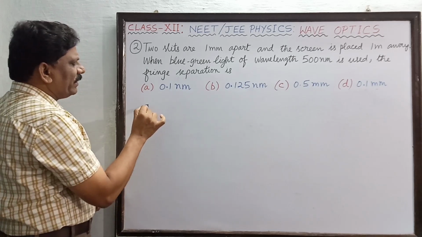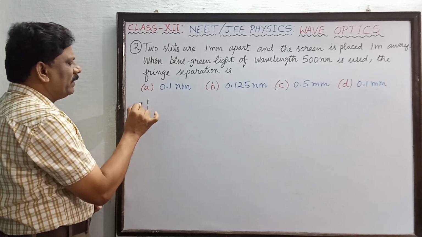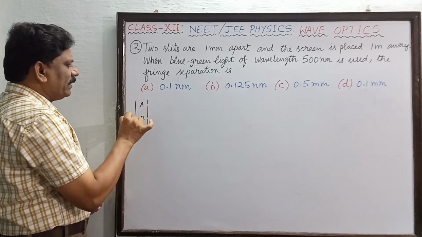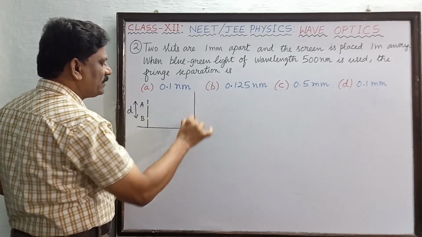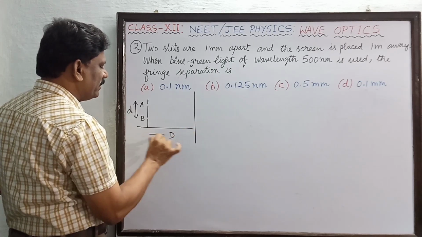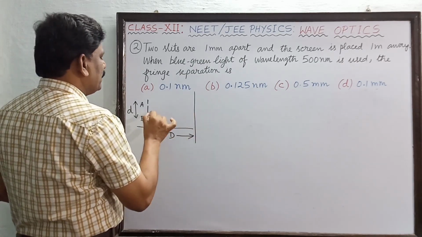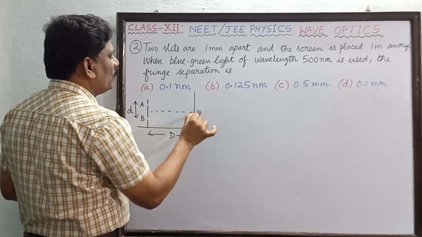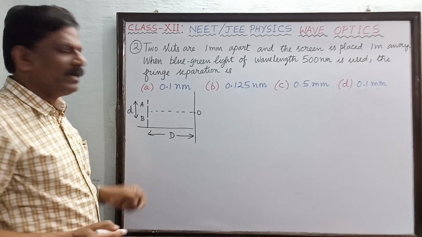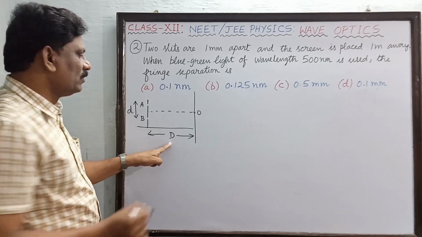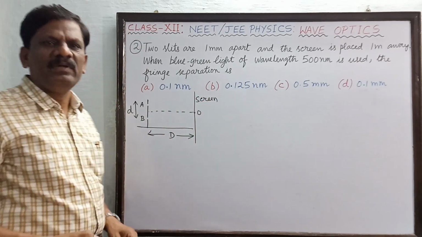In Young's double slit experiment, do you remember that two slits, that is two openings A and B, are separated by distance small d, and the screen is always placed at a greater distance D. So this distance is taken as D. This is the midpoint of the screen, O. So we are going to use two different symbols for D. One is small d, the other one is capital D. This is the screen on which the interference fringes are being formed.